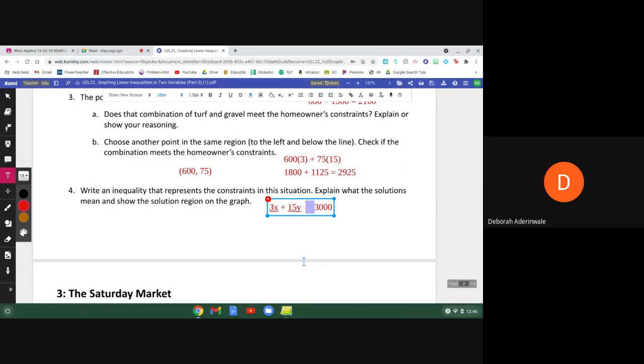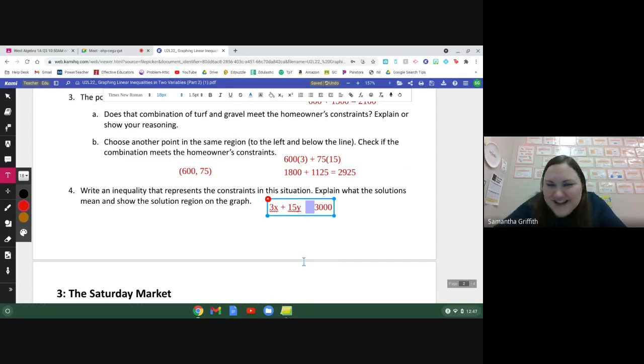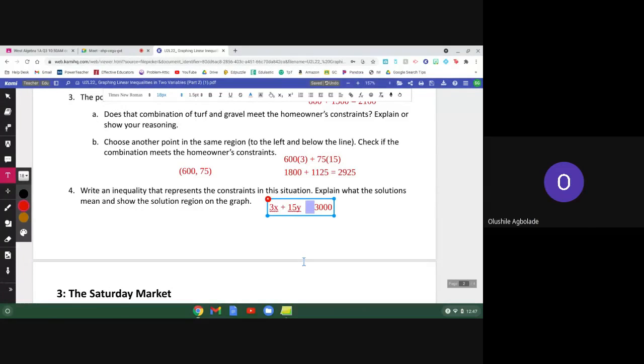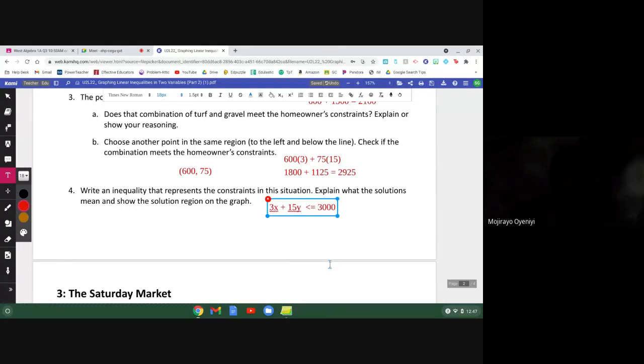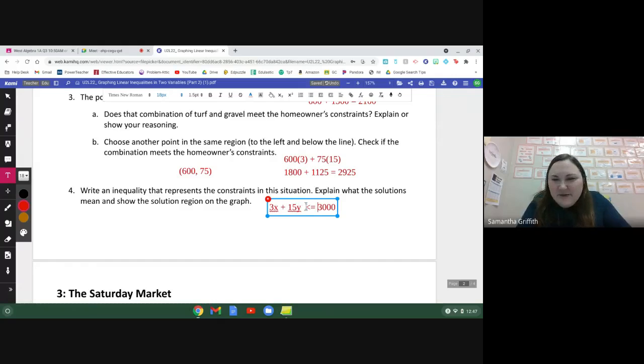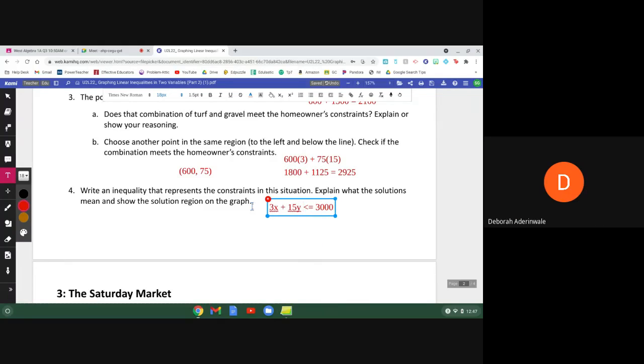Less than or equal to. And Sheila, I hear you very softly in the background. Were you saying the same thing? Yeah, less than or equal to 3,000. Why less than or equal to? The constraint is 3,000, so it shouldn't be above the constraint. It could be less than the constraint, but not above the constraint.